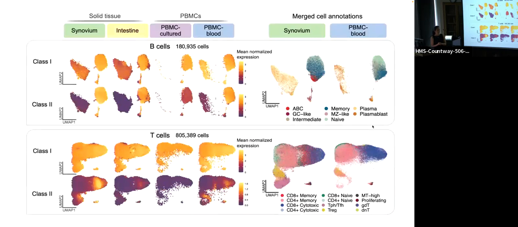And then we can do the same thing for B cells and T cells as well. So here we have the coordinate spaces generated for B and T cells. For example, the major differentiating split in B cells is plasma cells versus non-plasma B cells. And so we see in both synovium and blood the alignment of the correct cell states. And then in T cells, we have all these different T cell states that are aligned across the different datasets.